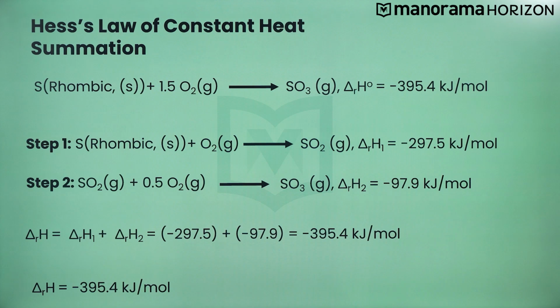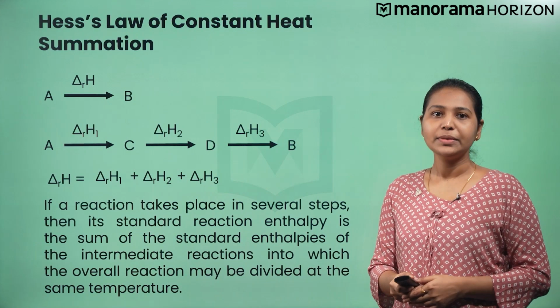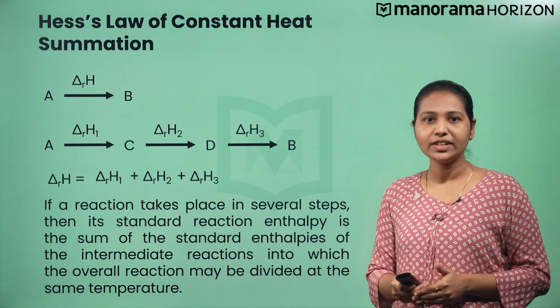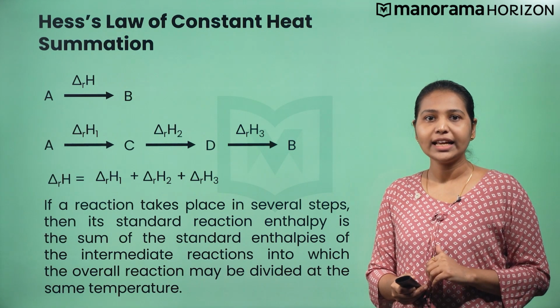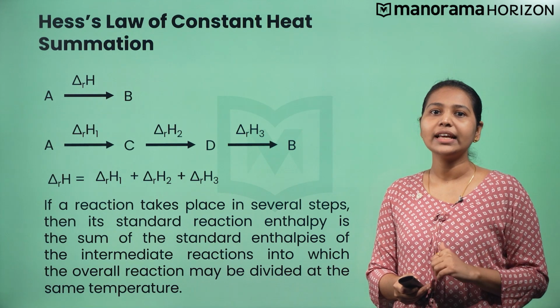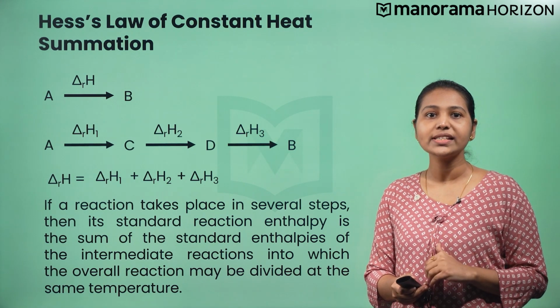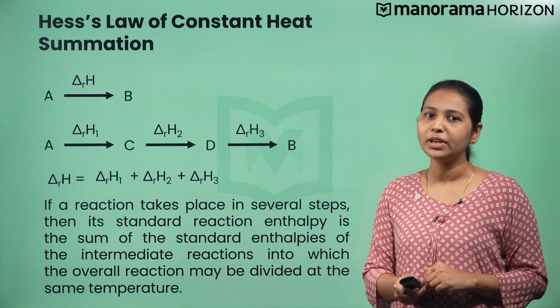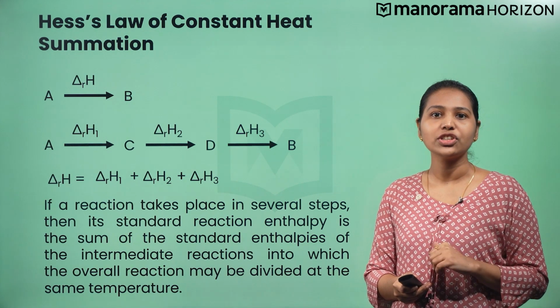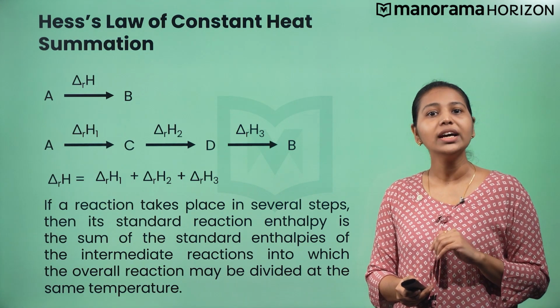Note that the heat evolved through the 2 steps is the same as that in one step. This means for a reaction taking place in several steps, its standard reaction enthalpy is the sum of the standard enthalpy of the intermediate reactions into which the overall reaction may be divided at the same temperature. And this forms the statement for the Hess's law.